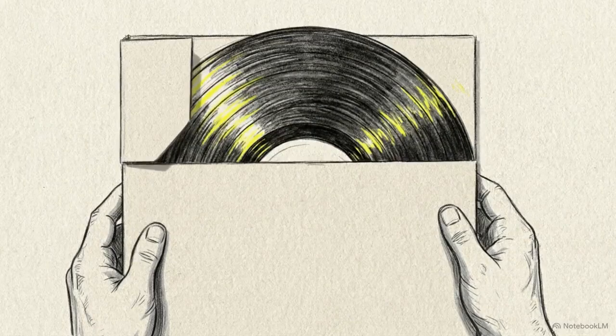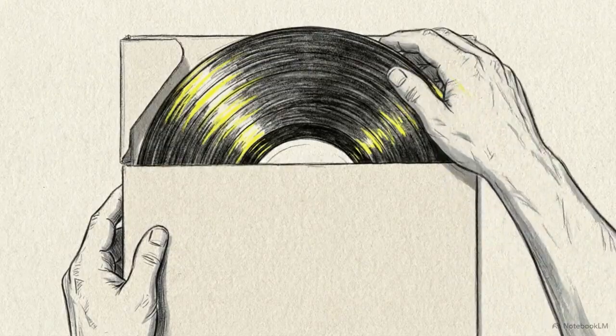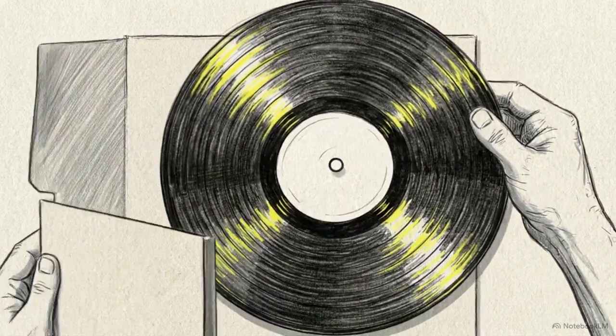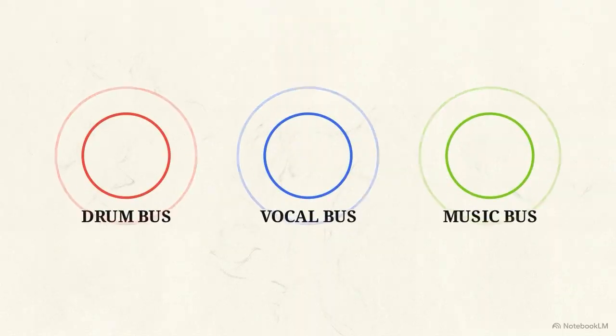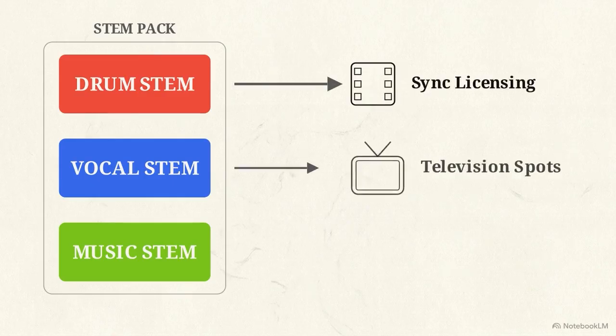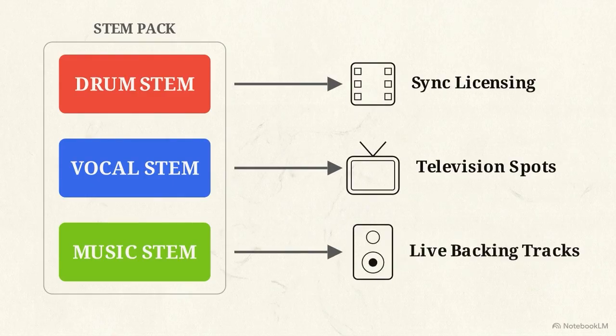A logical bus hierarchy provides the independent artist with professional leverage that translates directly into real business opportunities. This structure allows you to instantly print isolated stems, like drum mixes or instrumentals, which are required for sync licensing, television spots, and live backing tracks.